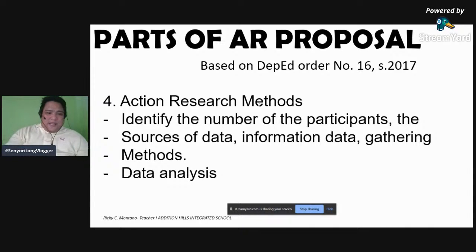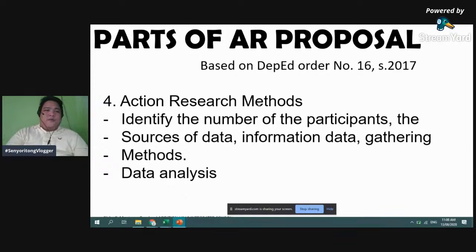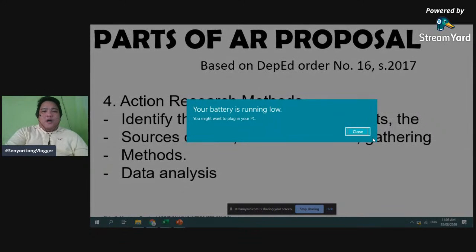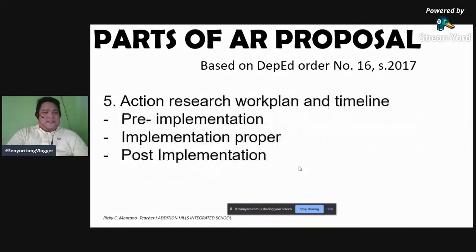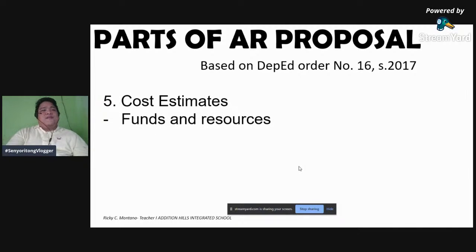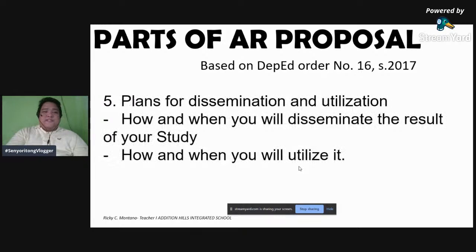So in this part, you're going to identify the number of participants, the source of data and information, data gathering methods, and data analysis. And number five is the action research work plan and timeline. In the timeline, you have to indicate the pre-implementation, what you have done before implementing the program, and the during implementation and post-implementation. Right? So of course, the last part is the cost estimate. So these are the funds and resources.